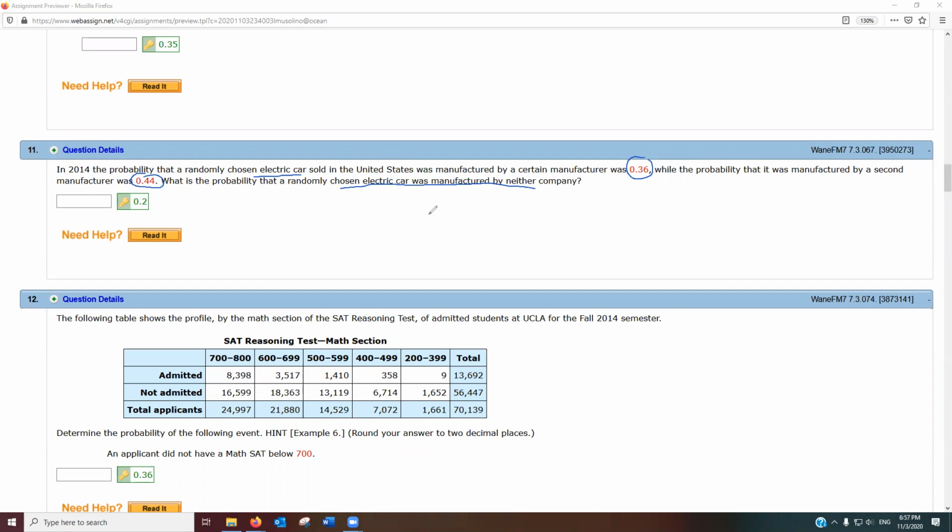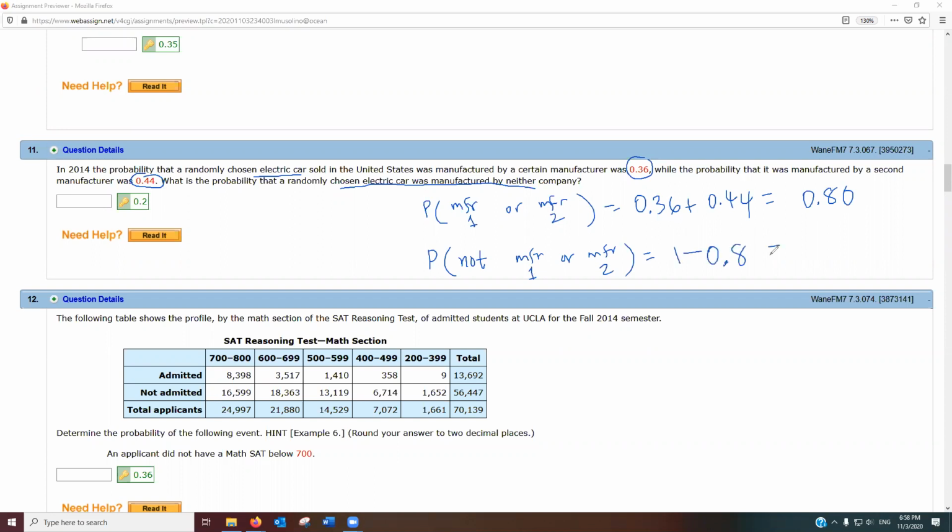Well, really, let's think about it this way. The probability that it was manufacturer 1 or manufacturer 2, we could figure that out as just adding these two probabilities together, which would be 0.80. Well, the probability that it's not manufacturer 1 or manufacturer 2 is really the complement. So I could just work out 1 minus 0.8. So there's a 20% chance that the car was manufactured by neither company.